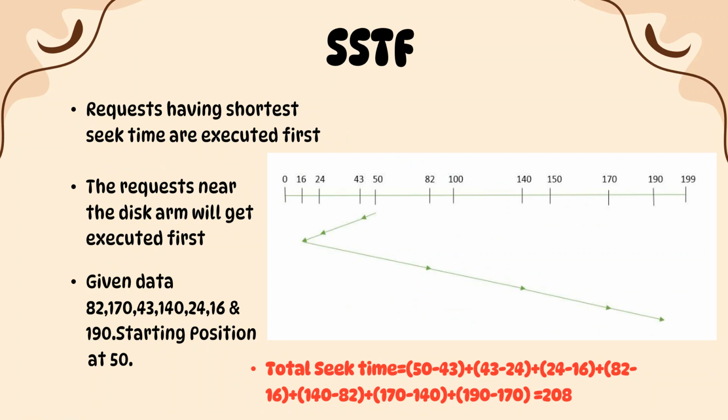Coming to the next algorithm, shortest seek time first. I already told you it is simply called SSTF. Here, the requests having the shortest seek time are executed first. The seek time of every request waiting in the ready queue is calculated in advance, and then they are scheduled accordingly.